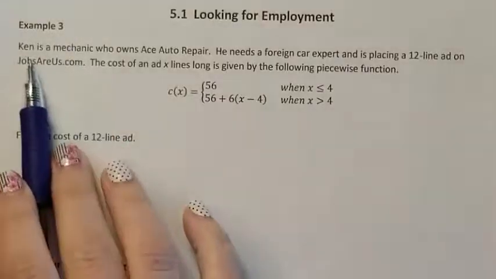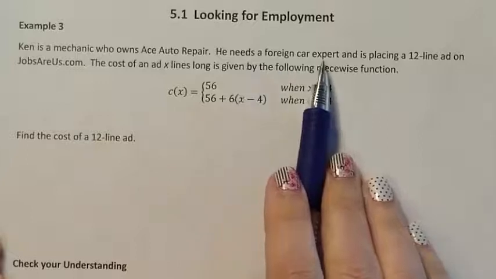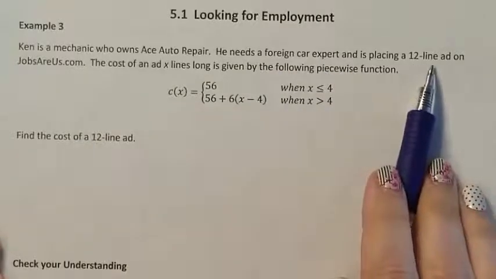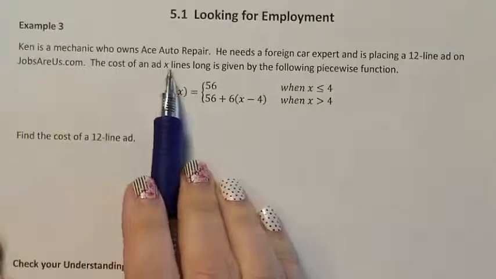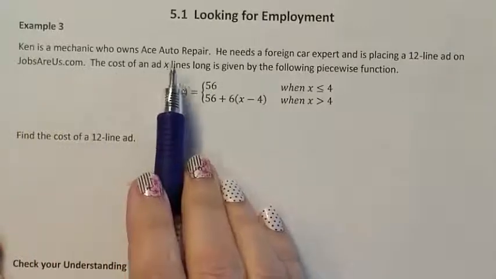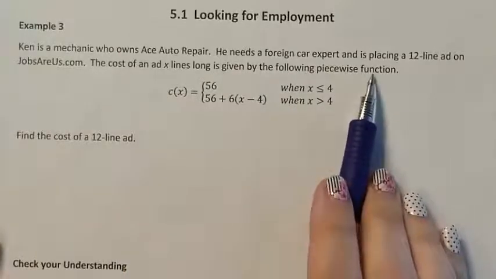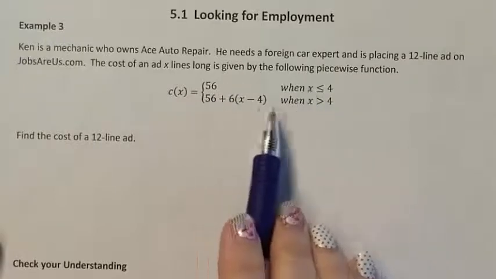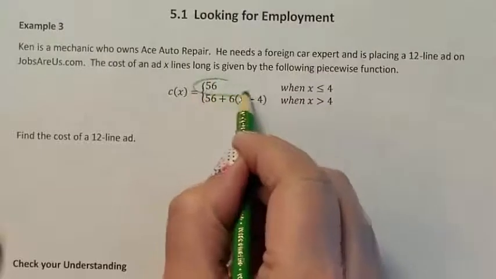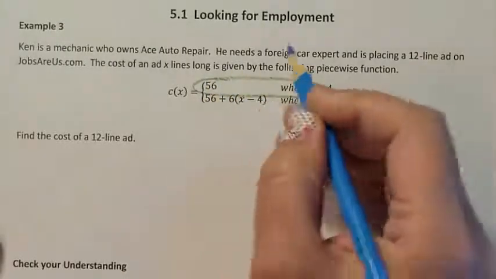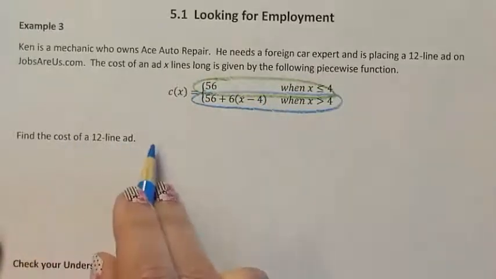Example 3. Ken is a mechanic who owns Ace Auto Repair. He needs a foreign car expert and is placing a 12-line ad on jobsrs.com. The cost of an ad, X lines long, so we don't know, is given by the following piecewise function. A piecewise function just says there are more than one plan. So I see this is payment plan number 1, and this is payment plan number 2. He wants to know what is the cost of a 12-line ad.